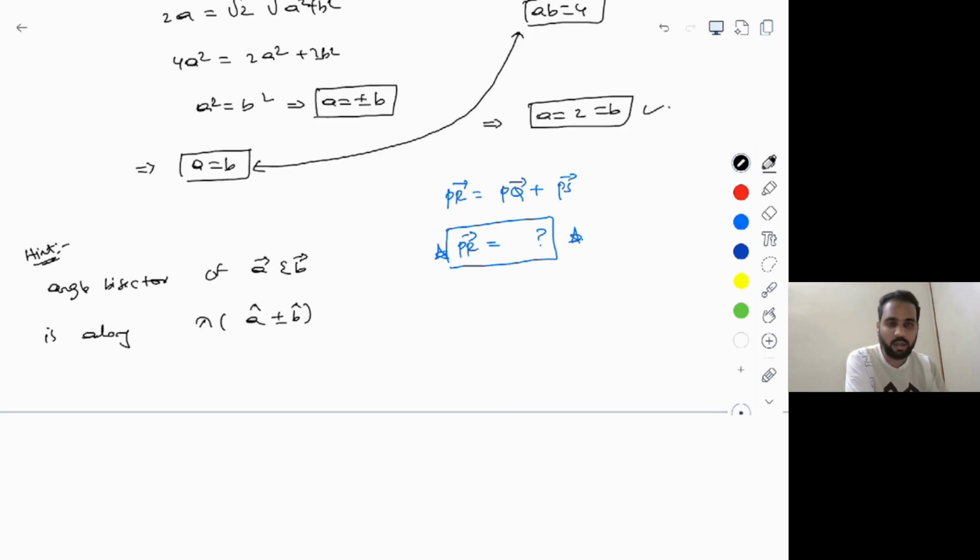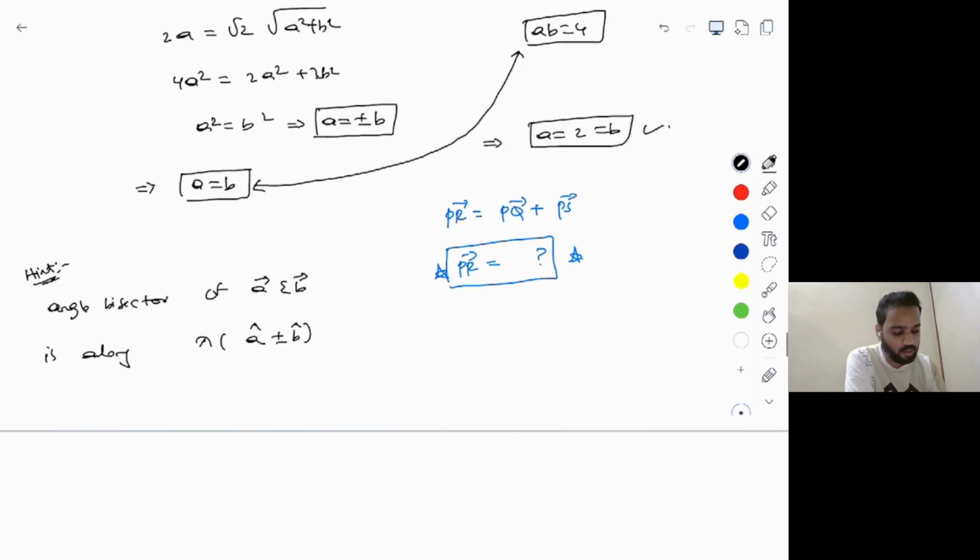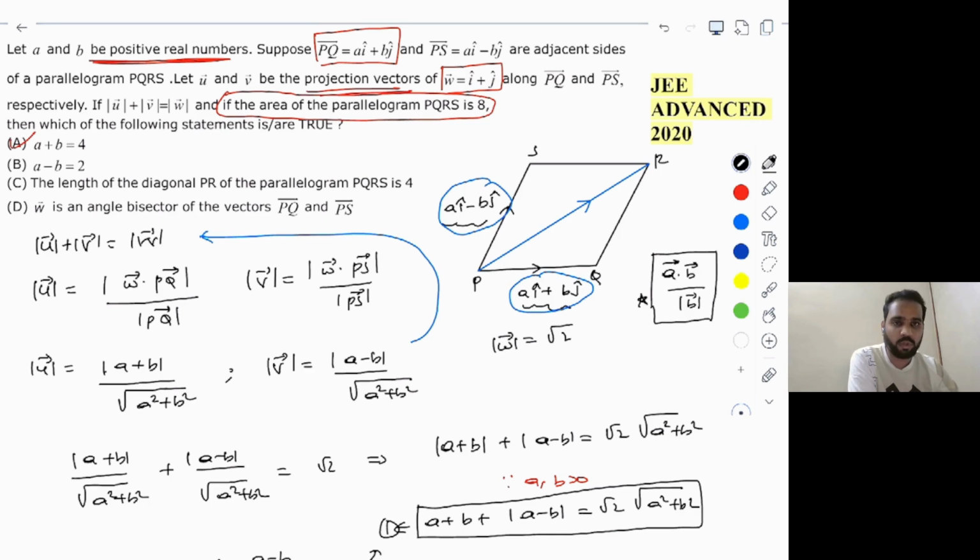Okay. So clearly any angle bisector of A bar and B bar will be a scalar multiple of A cap plus B cap here. Now, clearly, if you want to verify for angle bisector, what you can do here is verify whether it is a scalar multiple of PQ cap plus or minus PS cap. Okay. So in option D, you have to verify whether this W bar is an angle bisector of PQ and PS. So clearly, I gave you the idea.